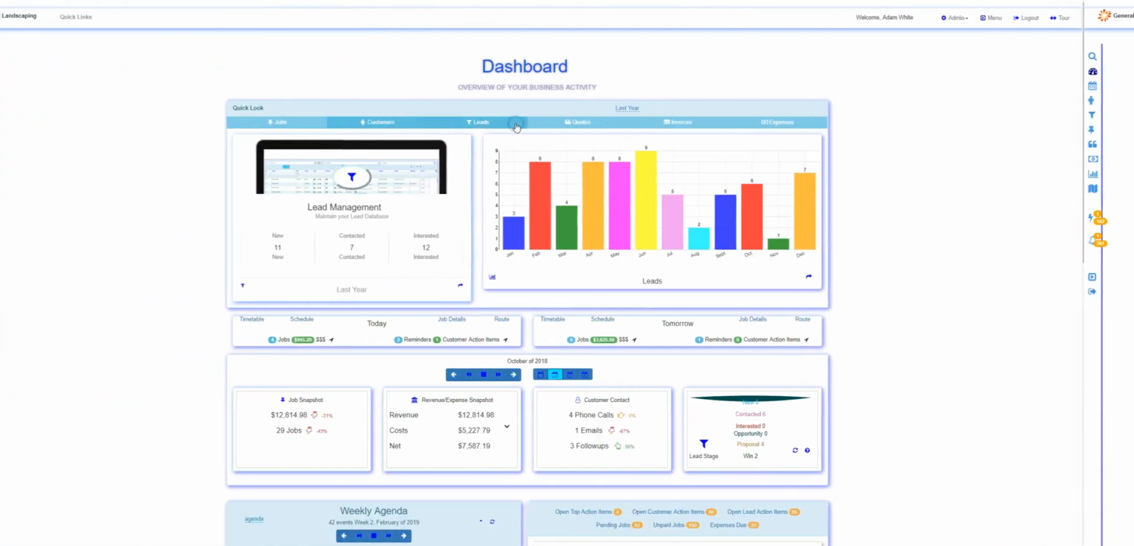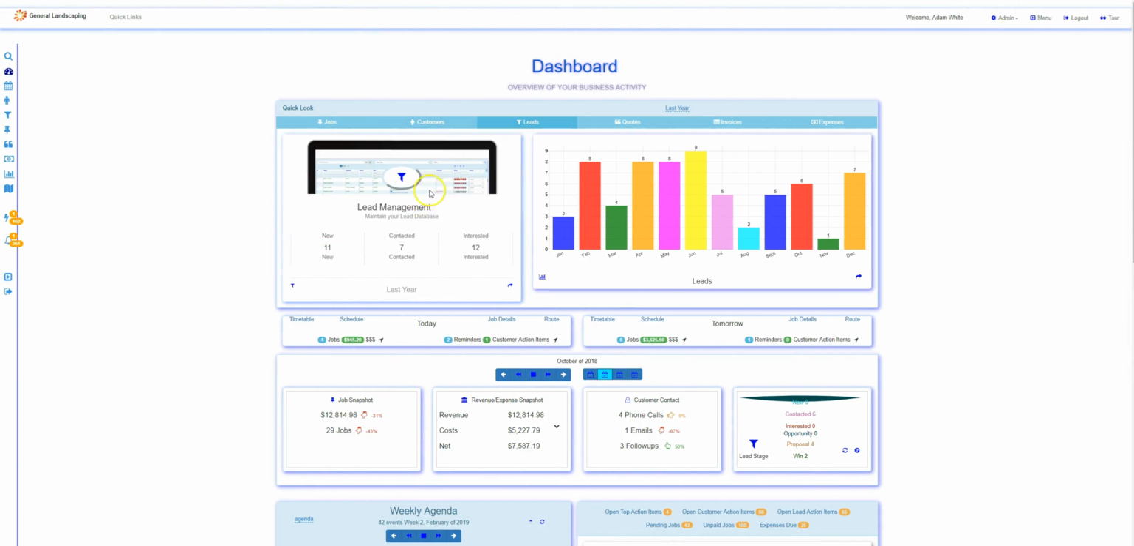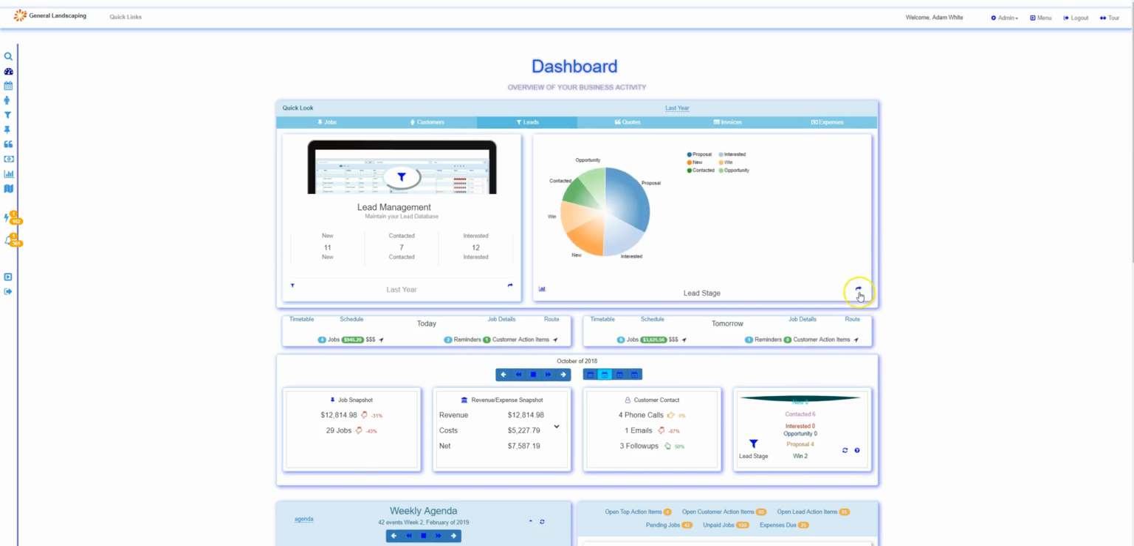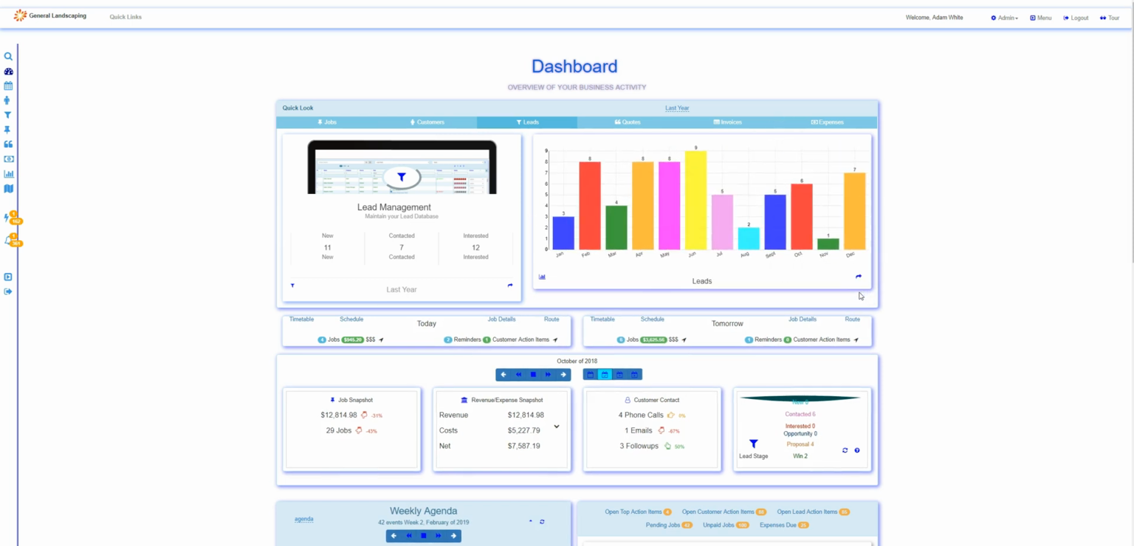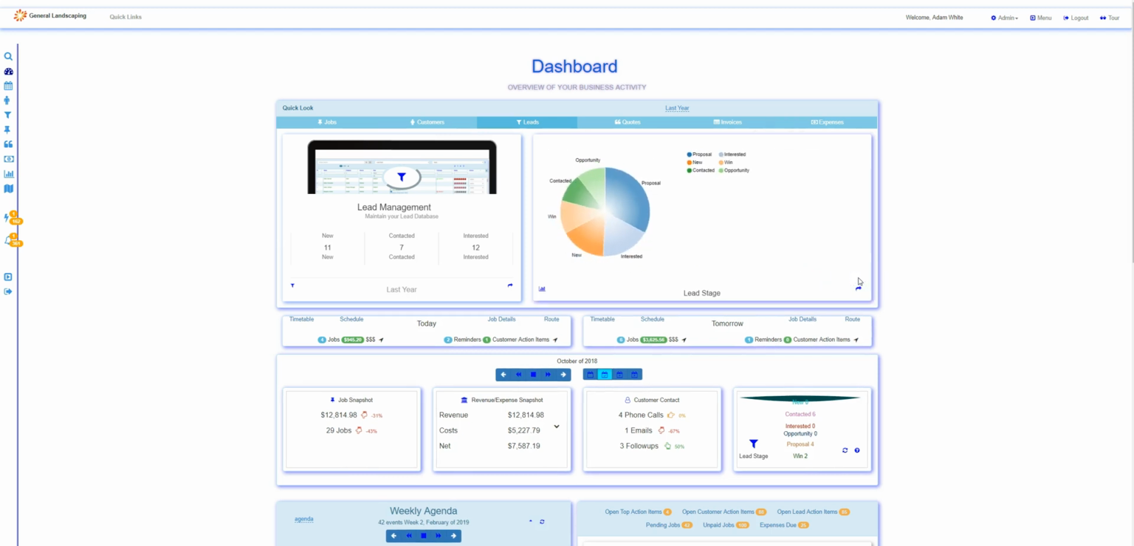We have similar information under leads. So this looks much like the customer management did, and you can scan through the different charts that are available. So this shows the number of leads per month. And this shows the lead stage. So some of the leads are new. Some look like they're interested. Some are in proposal phase. Some are judged to be opportunities. And then finally, we have the number that have been converted to customers. These are the wins.